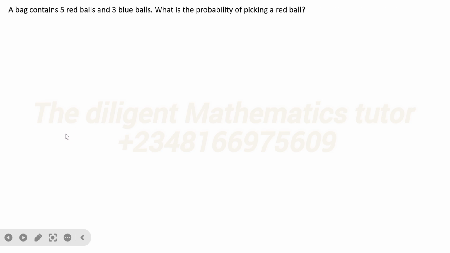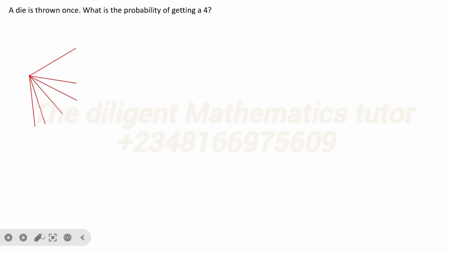So you throw a die. How many answers are possible? When you throw a die once, 6 answers are possible. It's either you get 1 or 2 or 3 or 4 or 5 or 6. So the probability of getting the first one, this is 1 out of 6.